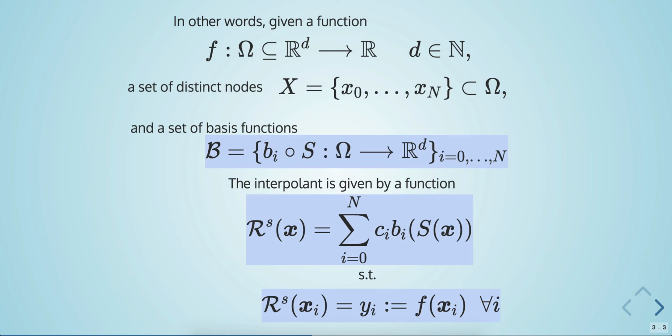Now, the fake nodes interpolation is simply this one. Suppose you have a set of bases, which are the original bases composed by S, and now the interpolant is given by this function, and it's such that it passes through the nodes, which is the interpolation condition, or near the nodes in least squares approximation.